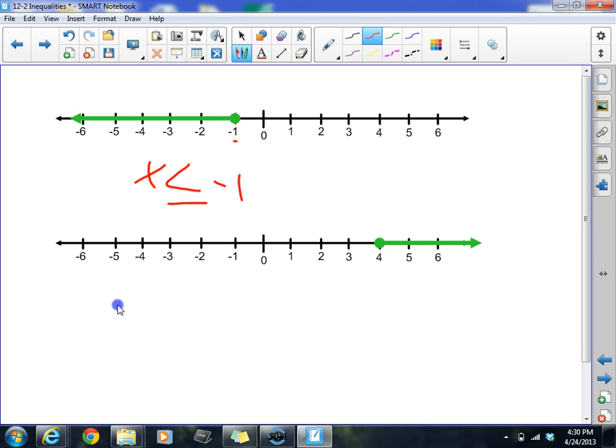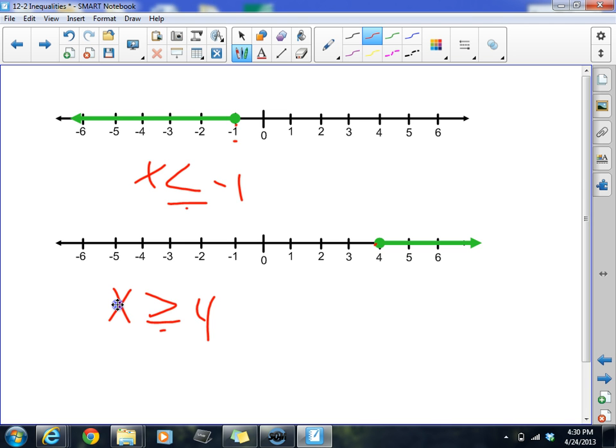Next one, right here, I have a closed circle, so it's going to include, so it's going to be equal to as well. So it's going to be greater than or equal to. So x is greater than or equal to 4. Because I have a closed circle, I'm going to put equal to. If I had an open circle, I would put less than or greater than, and that's it.